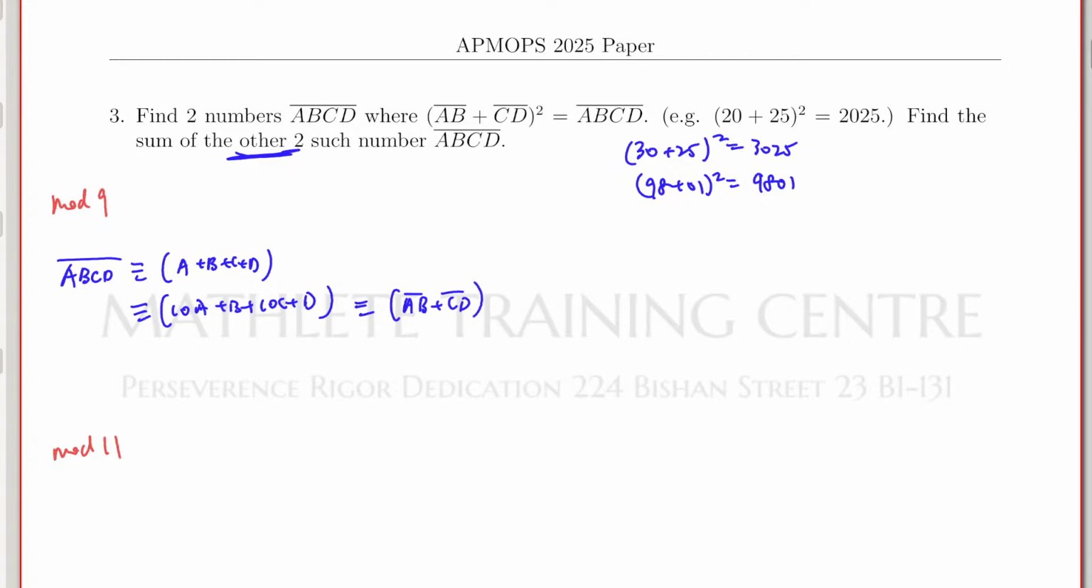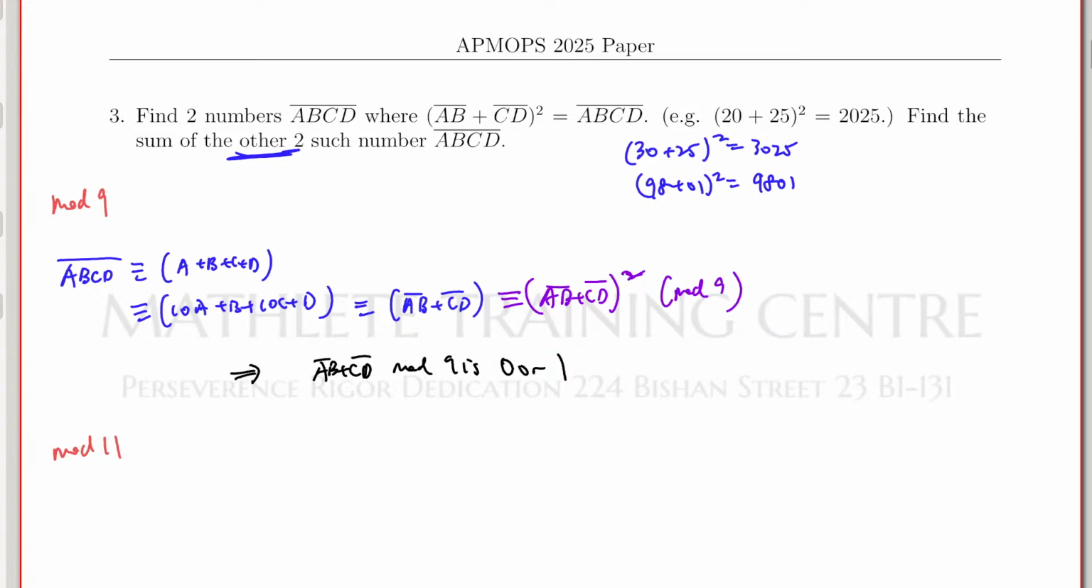But this question also says that it is congruent to (AB plus CD) squared. And this is the result that I have mod 9. So mod 9, these two numbers have the same remainder. It tells you that AB plus CD, mod 9, is going to be 0 or 1. Because 0 and 1 are the only numbers that, when squared, are equal to themselves mod 9. So that's the idea.